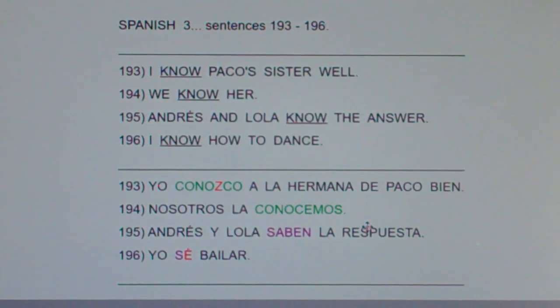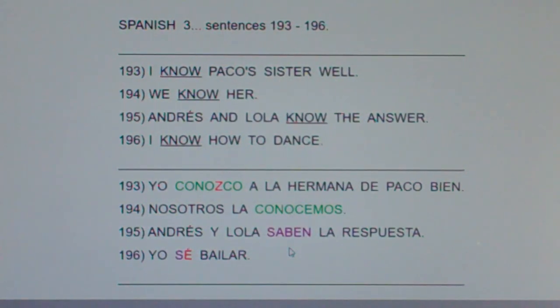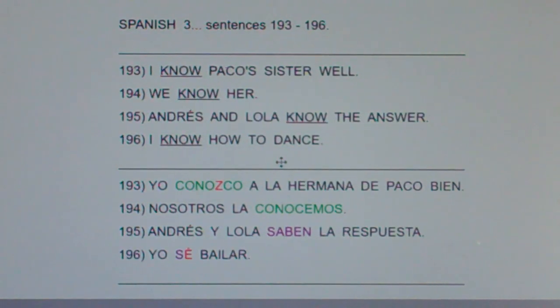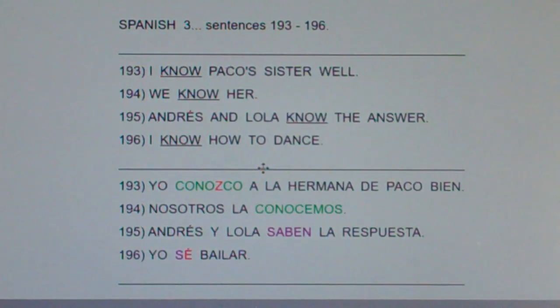Now, Andrés and Lola know the answer. Everybody say answer. Now say response. Response. The word for answer is respuesta. It looks like response. They know the answer for a fact. Remember, for a fact or how to, you have to use saber. Now, I know how to dance. Well, remember, for a fact or how to, you have to use saber.